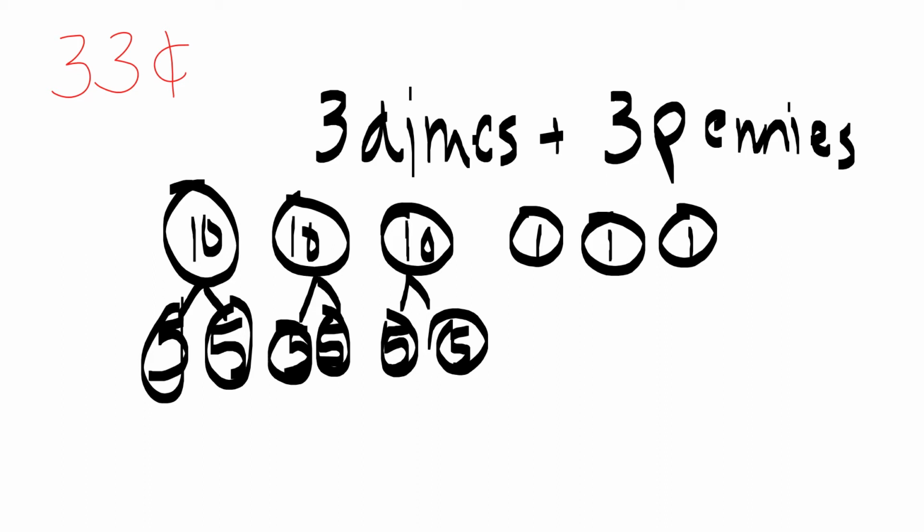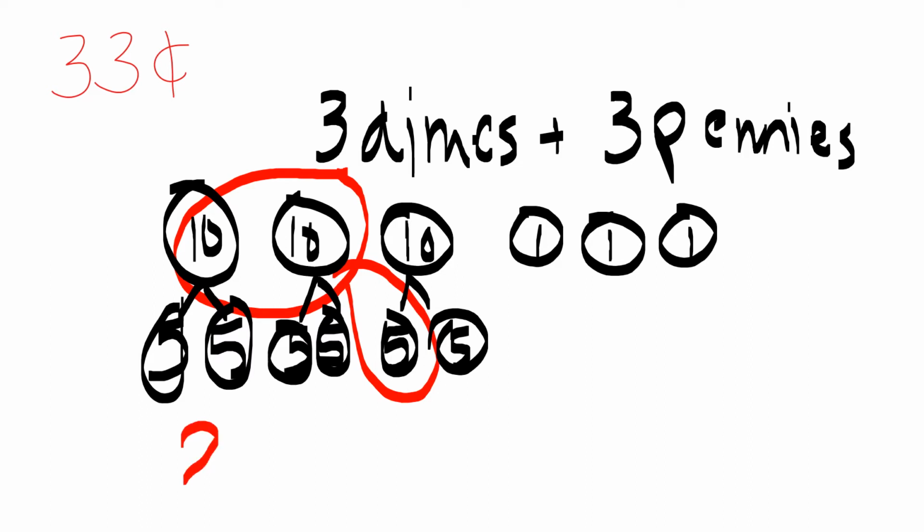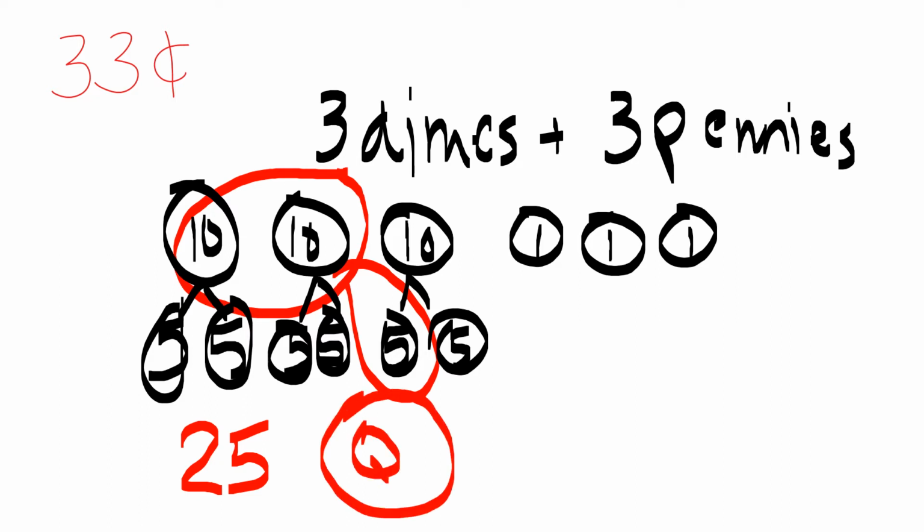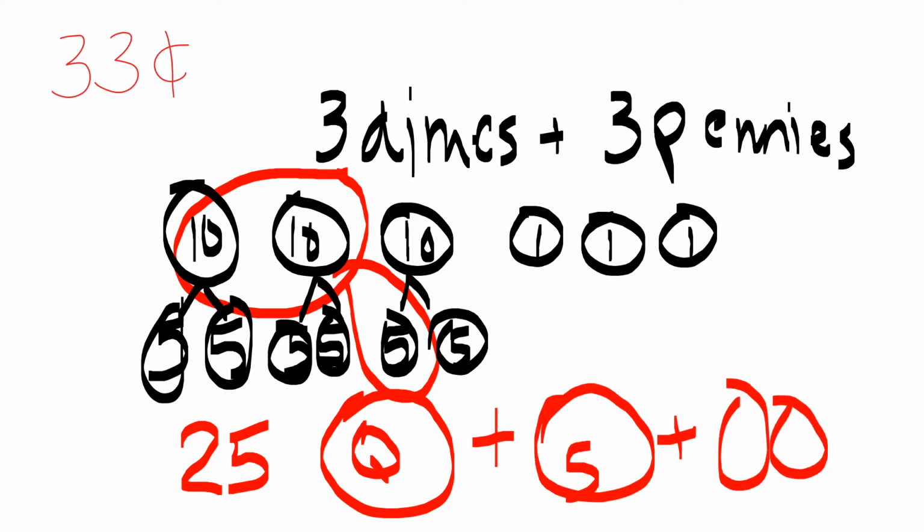Well, you might say, I know that 2 dimes and 1 nickel makes 25 cents, because that's 10, 20, 25. And if I have a coin that's 25 cents, that's a quarter. So I could have a quarter plus a nickel plus the 3 pennies. Or I could have had all of it as pennies and had 33 pennies.